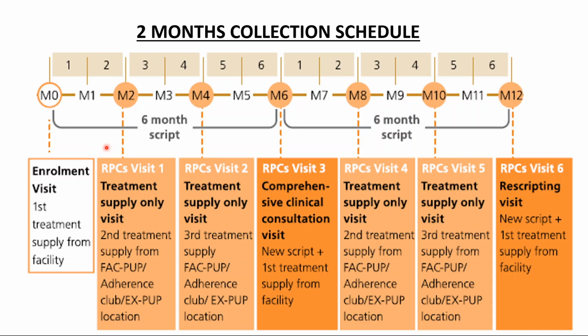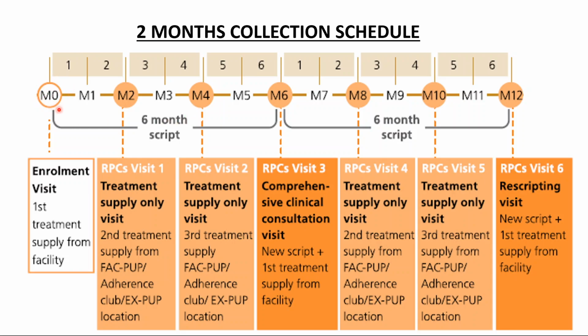So there is no patient that is given medicine for the 6-month script, all 6 months of medicine, but they are given every 2 months. It does not matter where they are picking up, at the external pickup point, at the facility pickup point, or at the adherence club. They will take medicine either at a 2-month cycle or at a 3-month cycle, depending on what they chose their cycle to be. Only the script is valid for 6 months or 12 months, but medication is picked up at 2 months in this one, and we'll look also at the 3 months one.